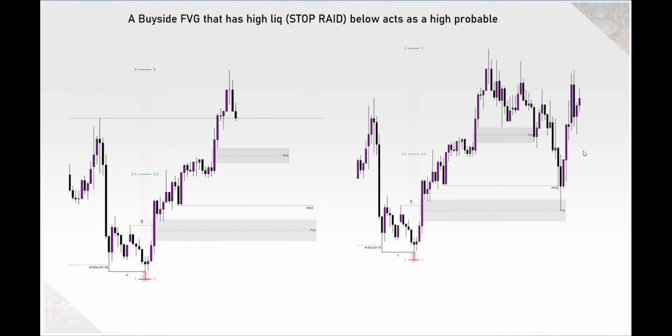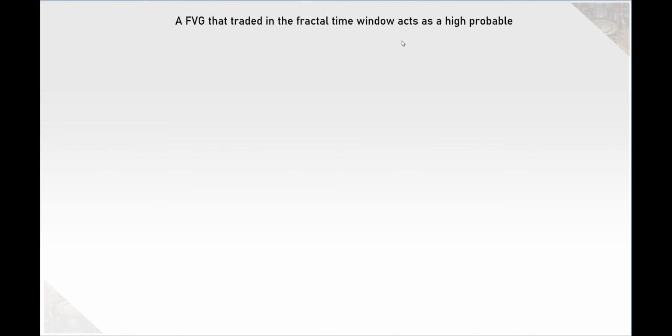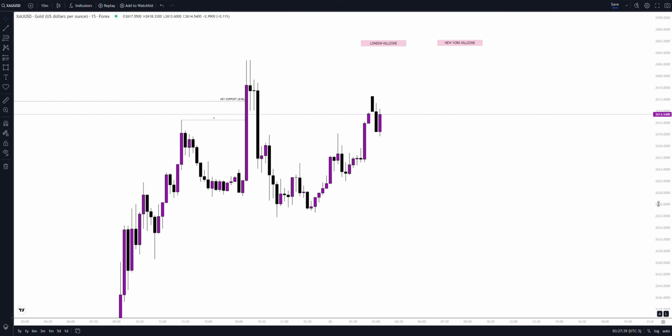So if you look at this, we simply have raided the stop losses, and we hit the fair value gap, right? Now a fair value gap that traded in the fractal time window acts as a high probable fair value gap. So let me show you the chart example on the TradingView live chart, right? Understand it better. Yeah guys, so this is the chart example, right?